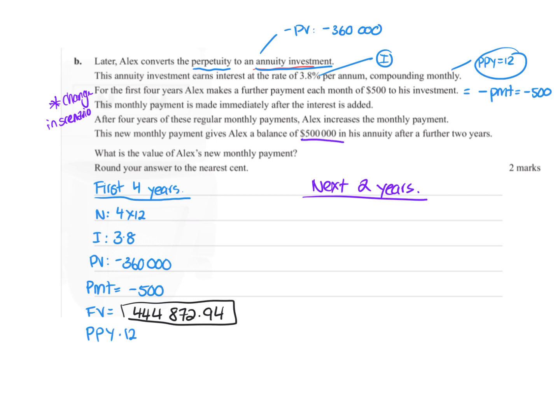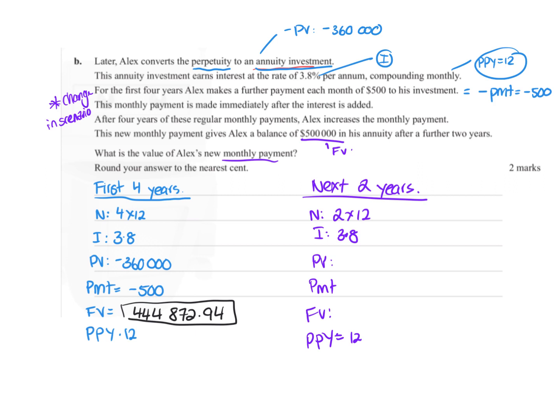So he wants, at the end of the next 2 years, he'll have an FV of 500,000. And we want to know what the new monthly payment is. So if I wrote out all those titles, FV and PPY, and it's still monthly, so we know that's 12. Now, if we've got the next 2 years, so it's 2 times 12. The interest rate, they haven't said it's any change, so we're going to keep it at 3.8.